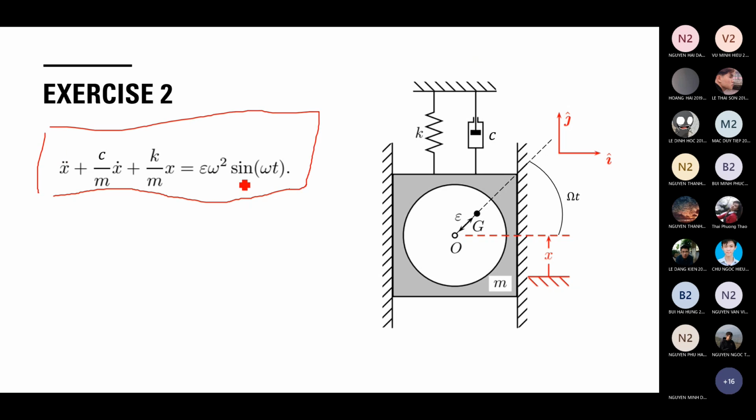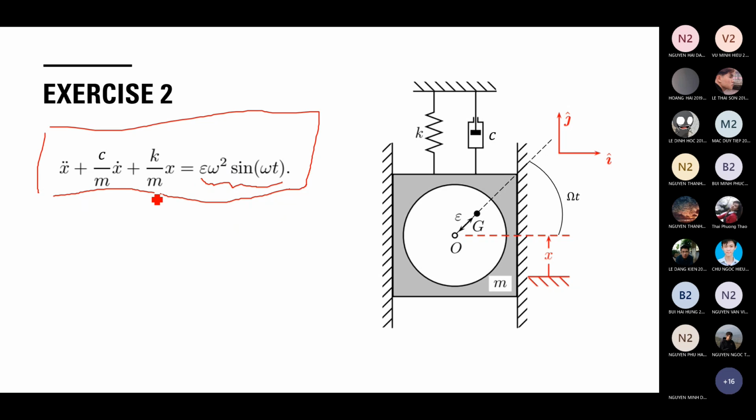So we have the right answer here. Hiếu has the right answer, and I cannot understand what Khai said in the chat. You can see that this equation is a forced vibration with harmonic excitation.